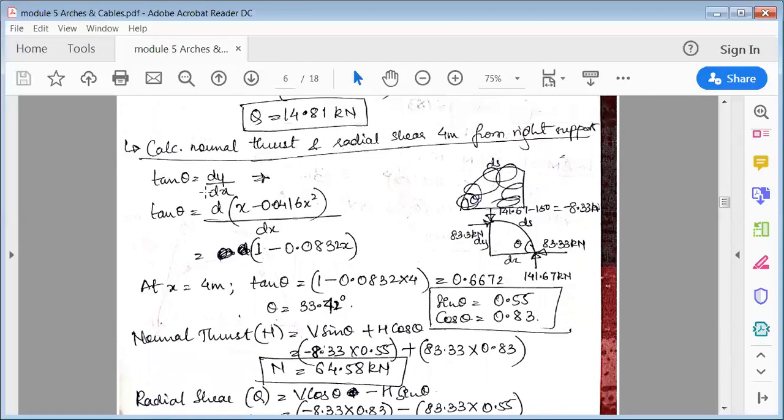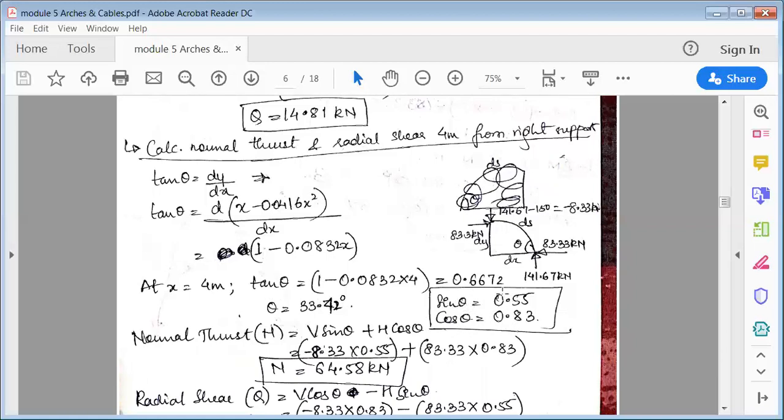See here, tan theta is dy by dx, we've already found it, but this time x would be 4, because they asked to find at 4 meter. X is equal to 4 meter. Put this value of x equal to 4 and find out the theta value. Once you find theta, find sine theta and cos theta.